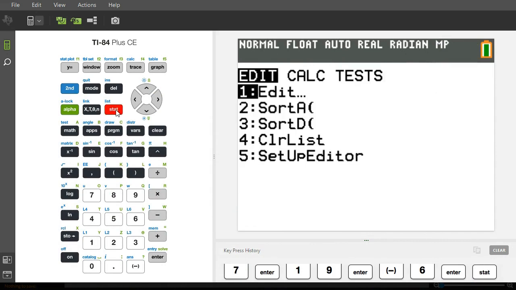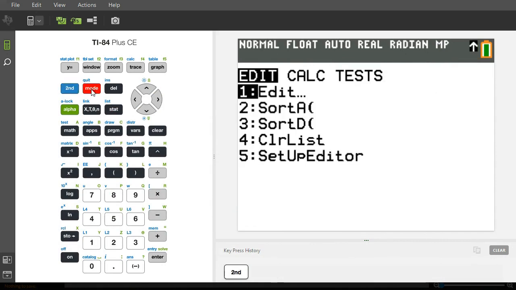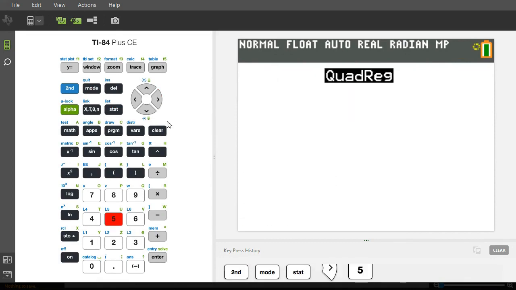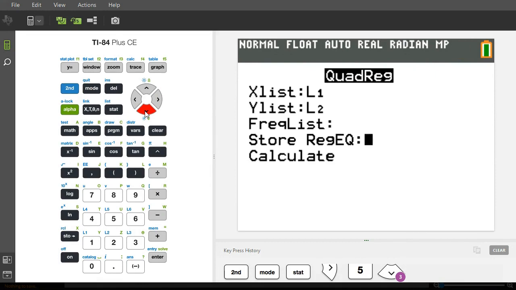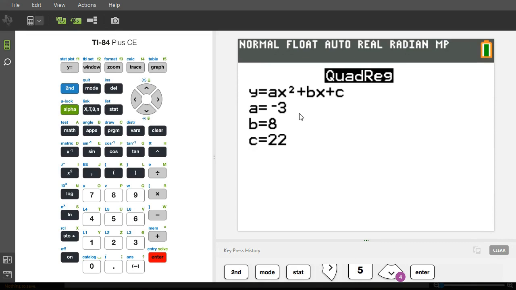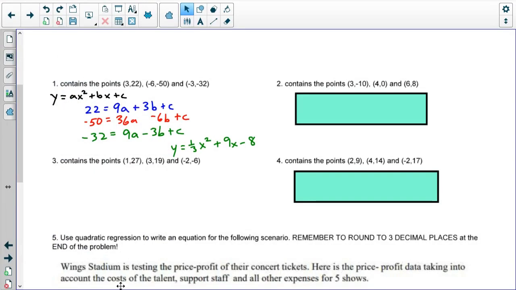So then I want to quit out, stat, calculate, quadratic regression. Again, I could store it, but we're not really using that at the moment. I hit enter and I get my answer. So -3x squared plus 8x plus 22. Don't forget to put the y. So y equals -3x squared plus 8x plus 22.